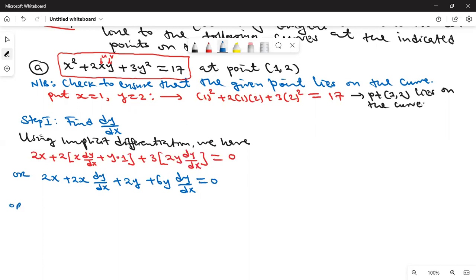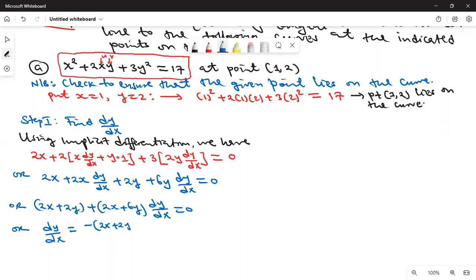And now I can collect the like terms. Here we have 2x plus 2y. Then the coefficients of dy/dx will have 2x plus 6y dy/dx. They should give us 0. Or make dy/dx the subject. So we'll have dy/dx is equal to negative (2x plus 2y), everything over 2x plus 6y.